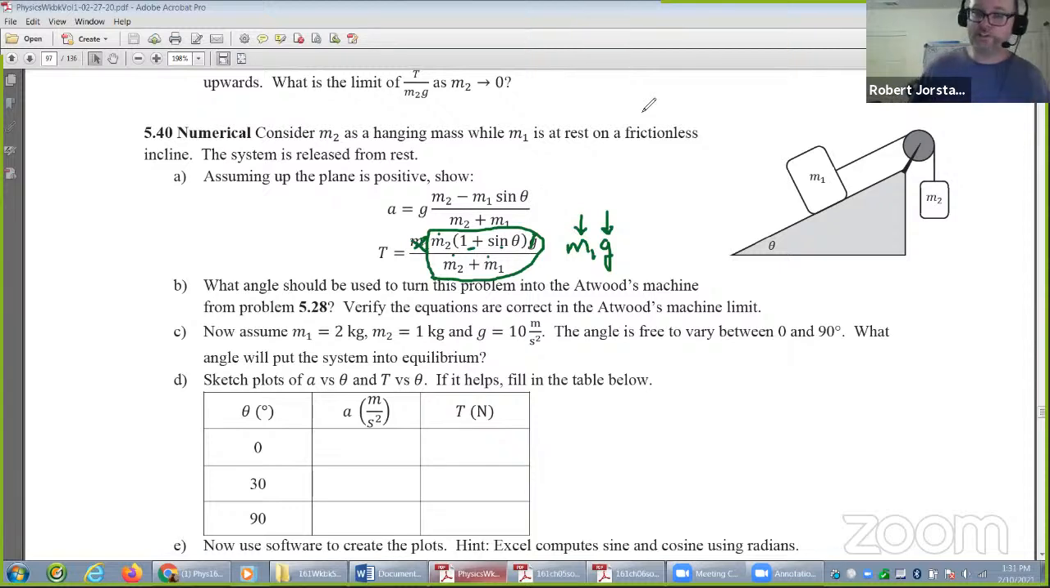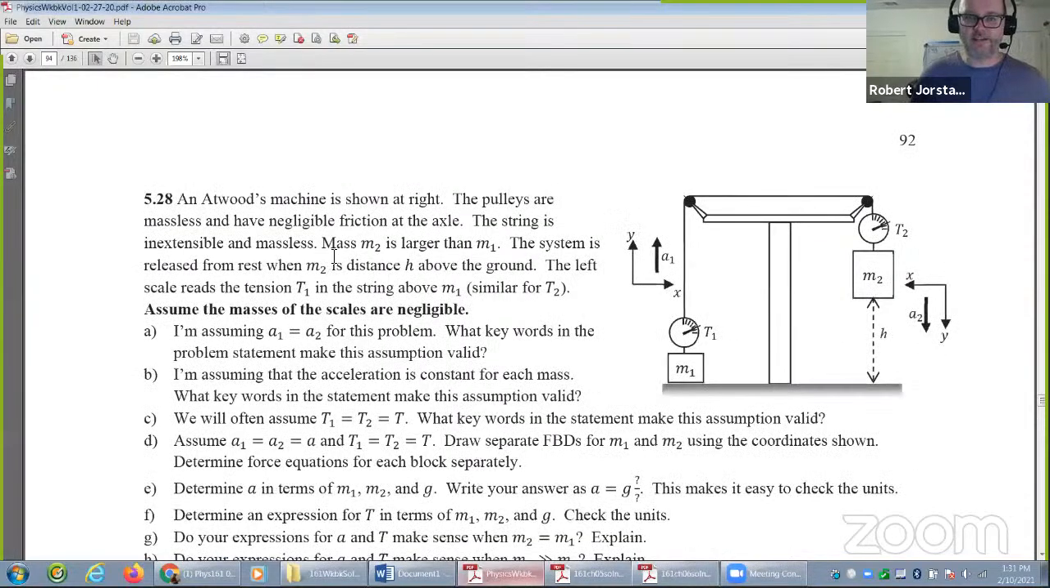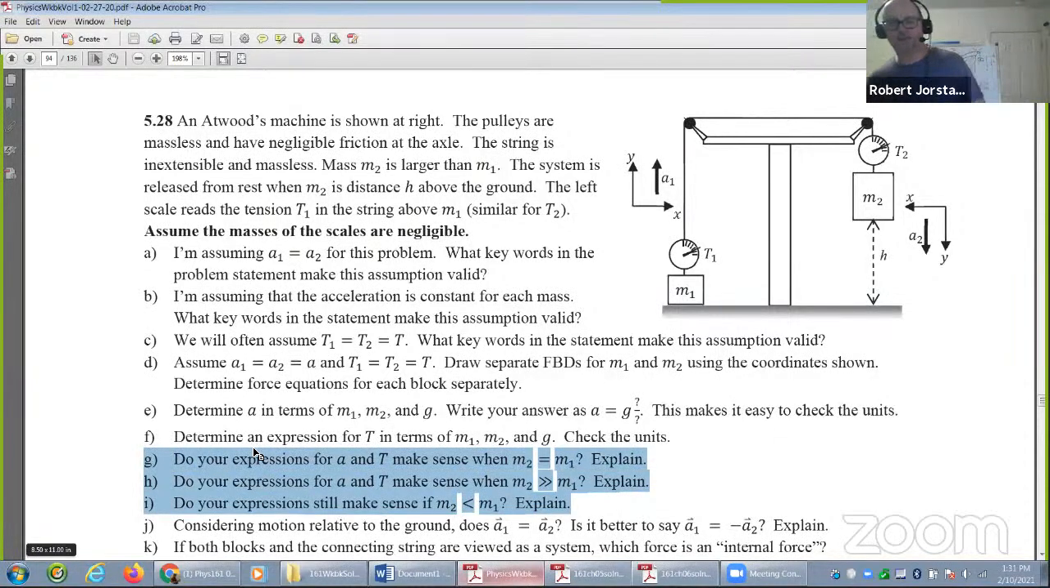I check what should happen if M2 is large compared to M1. What if M1 is large compared to there? You could plug in all these different cases and check. Again, going back a few pages, if you go to page 92 and look through this one, that's what this stuff is talking about. So if you want more practice at home on all this stuff, 5.28 is a good one to walk you through and make sure you have this on lock.